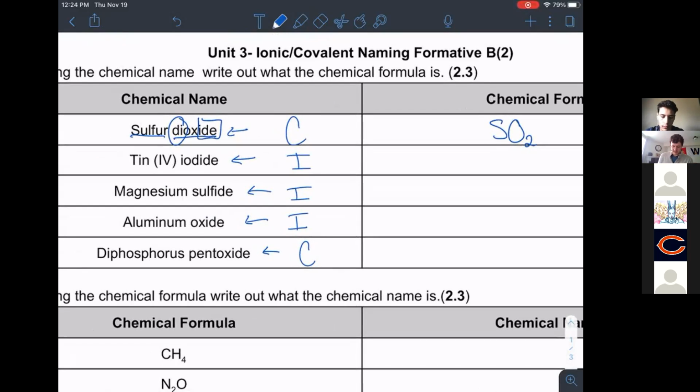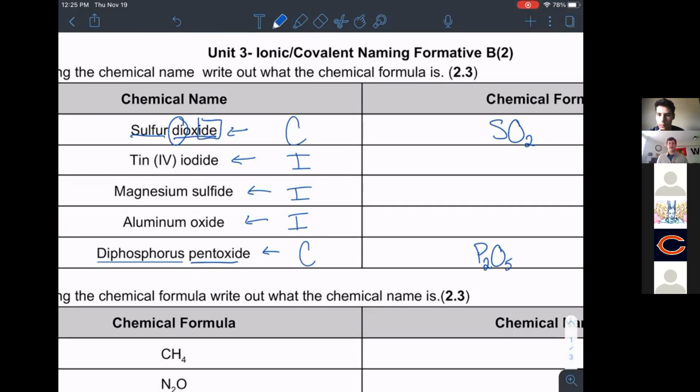And then let's go to that last one, the diphosphorus pentoxide. What's that first element here? Phosphorus. And how many of them do I have? 2. So we're going to put a 2 there. And then the second element, what is it? Oxygen. And how many oxygens do I have? 5. Perfect. So P2O5.